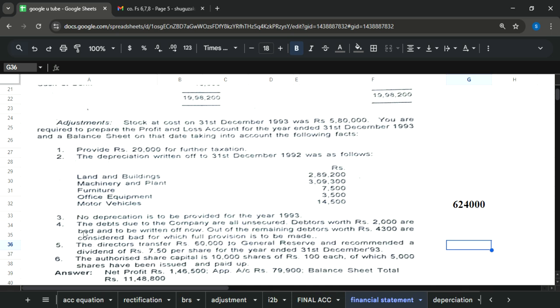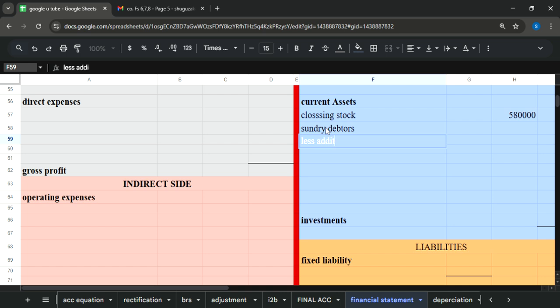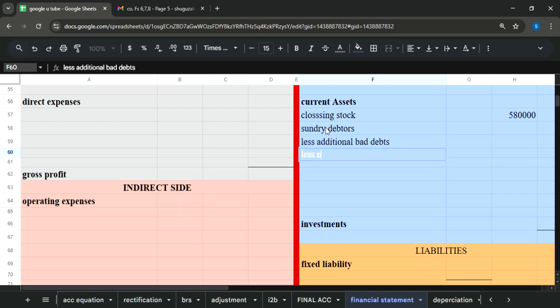Okay. Number 4, debts due to the company are unsecured. Debtors worth rupees are bad. And a new provision is also present. Look, for which full provision is to be made. We'll go to the current asset side. First we will mention sundry debtors. Then we will subtract additional bad debts. After which we will subtract the new provision for bad debts.